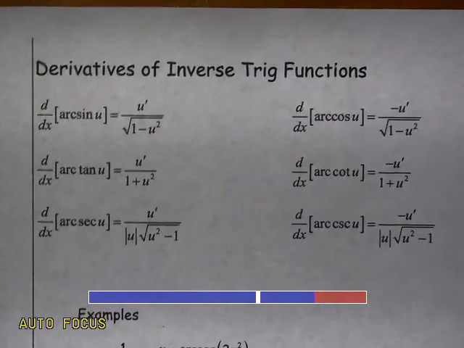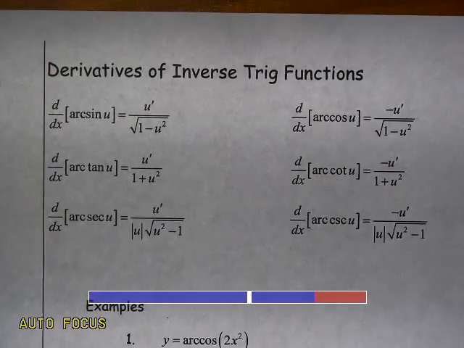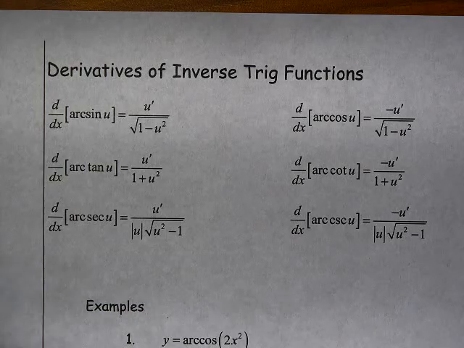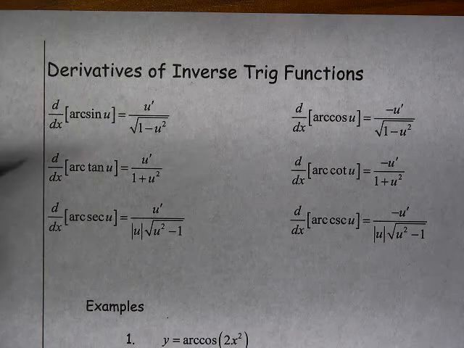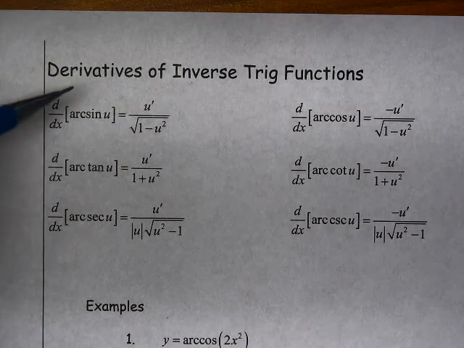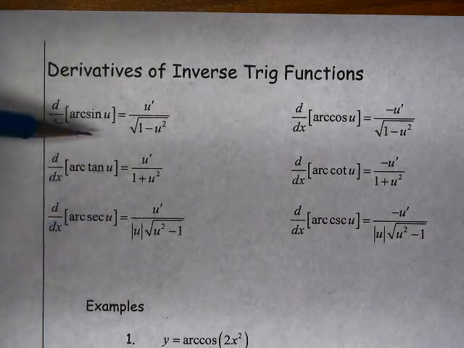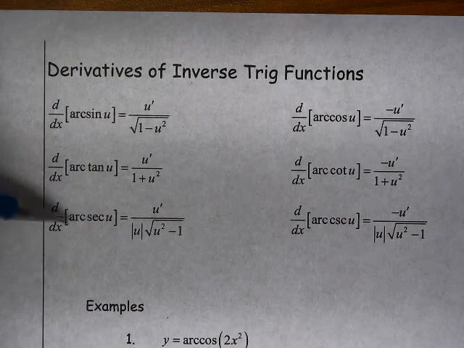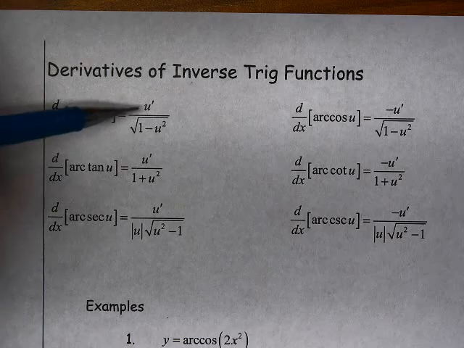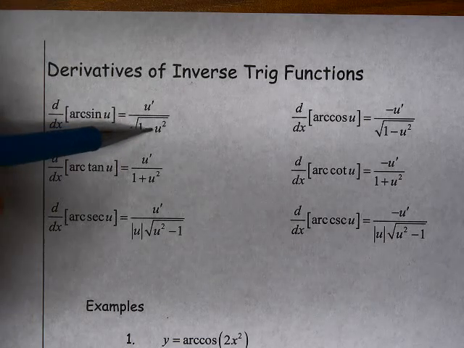So the derivatives of inverse trig functions, you have to know these formulas. All right, it looks like a lot here, and it does take some work for sure. You have to memorize these. If you look carefully at them, though, you really only have to memorize 3: arcsine, arctangent, and arcsecant. You notice that it's u prime over square root of 1 minus u squared.